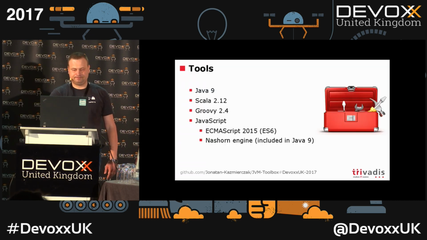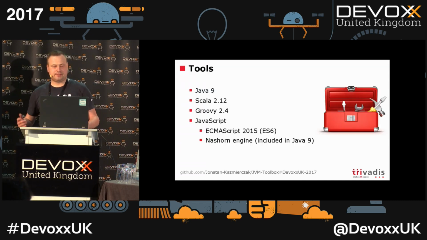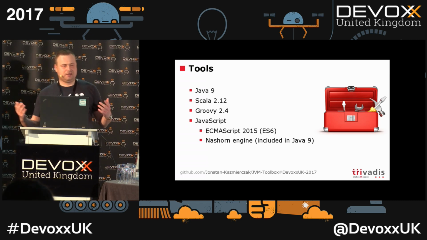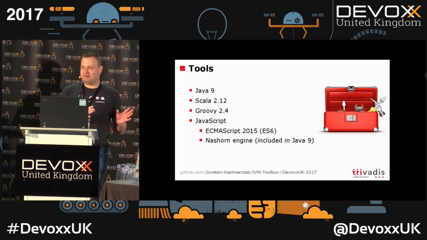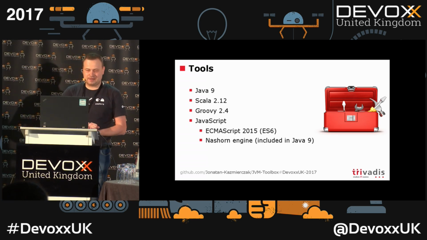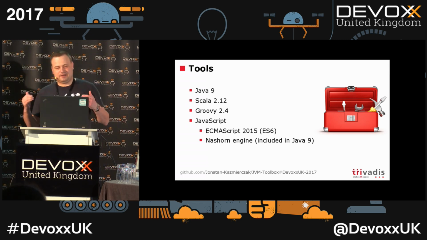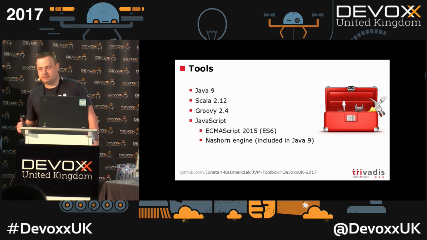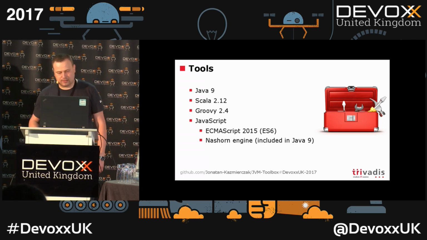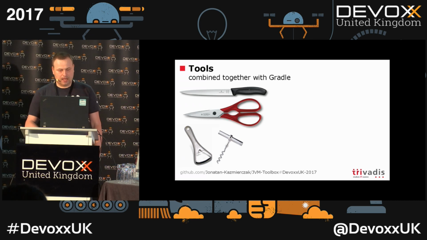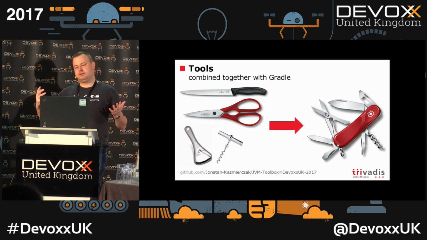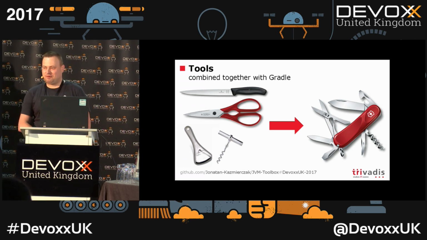Let's start with an introduction. What are we going to use during this session? Of course, tools related to Java 9. I expected it to be relevant already now, but the time is shifting, so it will probably be more relevant next year. But still, Java 9 is here. Scala 2.12, Groovy 2.4, and JavaScript. By JavaScript, we understand ECMAScript 2015, or ES6, running on the Nashorn engine in Java 9. The tools we will combine together into one Swiss Army knife with the help of Gradle.